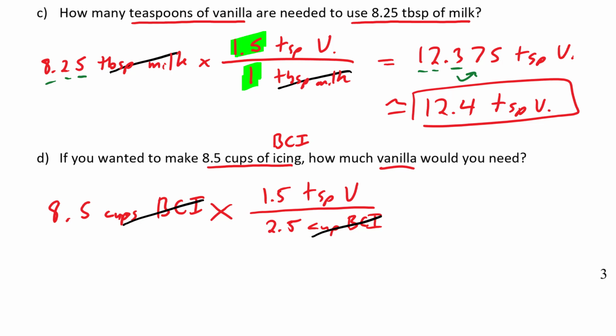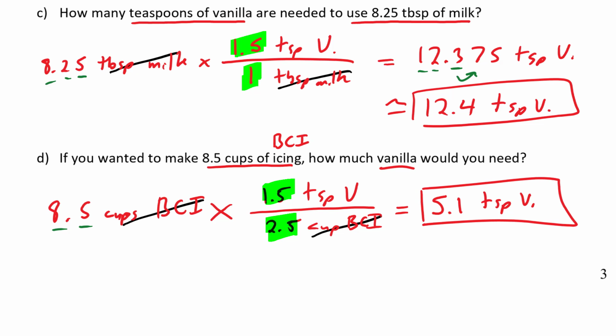Buttercream icing cancels out, leaving me with vanilla. 8.5 times 1.5 divided by 2.5, giving me 5.1 teaspoons of vanilla. Again, those are exact numbers, 2 digits, so this is already in the proper number of significant digits. Final answer.